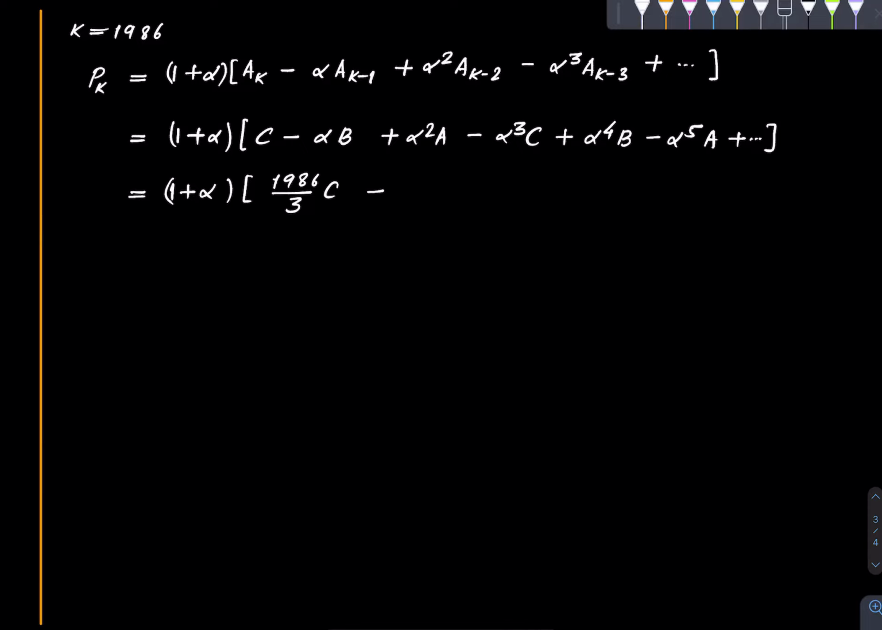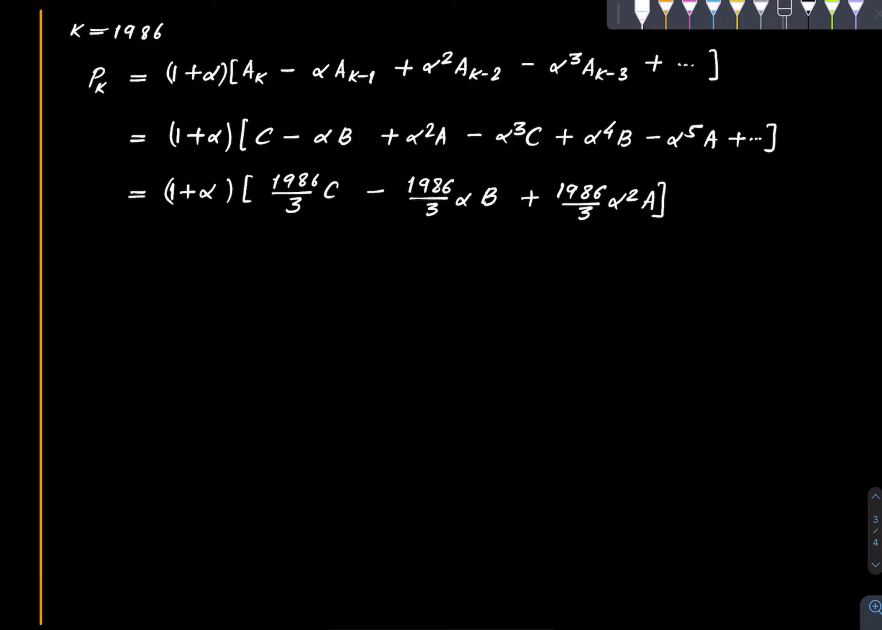Then once again, same thing for B. Here you have minus alpha, and this is also equal to minus alpha. Right? Alpha to the 4 is same as minus alpha. So all the coefficients of B that we see here are the same, and they are same as minus alpha. So what we will get is 1986 by 3 alpha B. And in case of A, everything will be alpha square. This is alpha square, but this is also alpha square. So we get 1986 by 3 alpha squared A. So that's what that is.